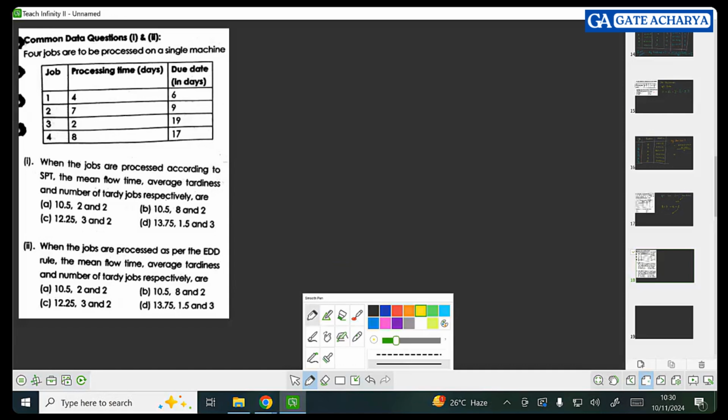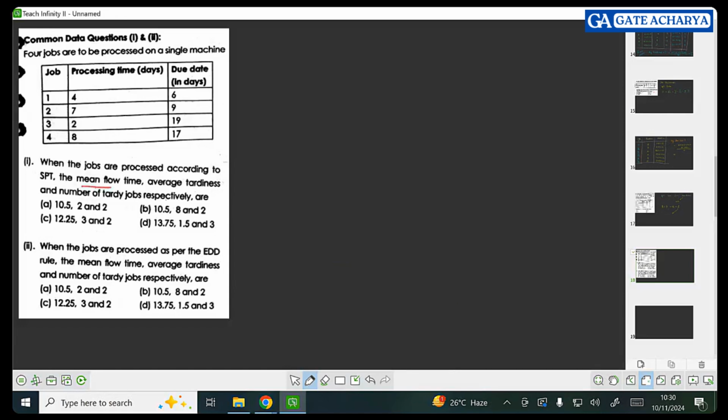No, 3 are there. You need to find. See, guys, for the SPT rule, find F bar, T bar, and the number of tardy jobs as well. Similarly, for the EDD rule, it is the mean flow time, average tardiness, and again the number of tardy jobs. 3 you need to find.